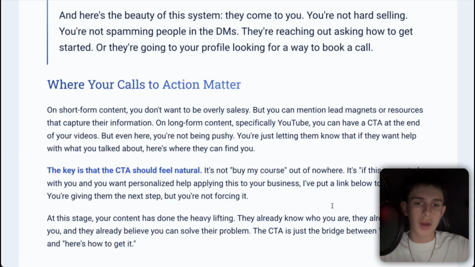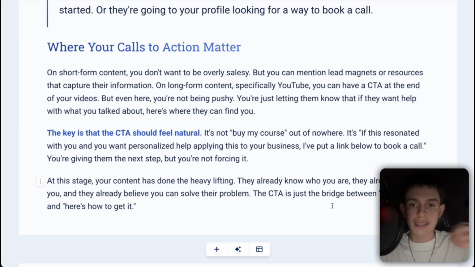But even here, you don't want to be pushy. You're just letting them know that if they want help with what you talked about, here's where they can find you. You're really just connecting the dots here. The key here is that the CTA should still feel natural. It's not "buy my course" out of nowhere. It's, "If this video resonated with you and you want personalized help applying this to your business, I'll put a link below to book a call."